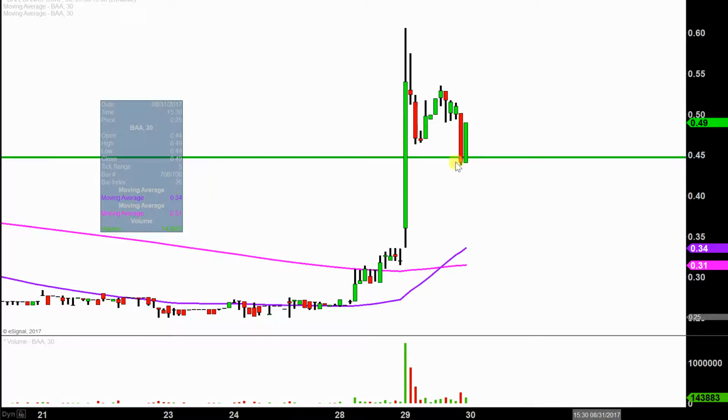And I use the word continue because you can see late in the day, the bears did try to press down through that area, but the bulls had a very nice recovery. So 45 cents would be a great building block if the price can maintain up above it.